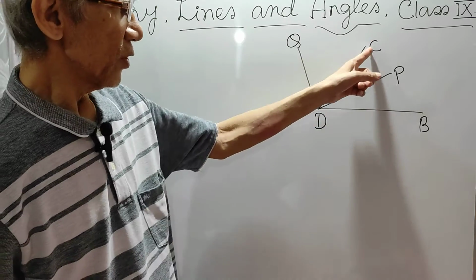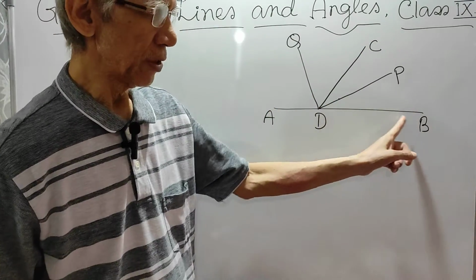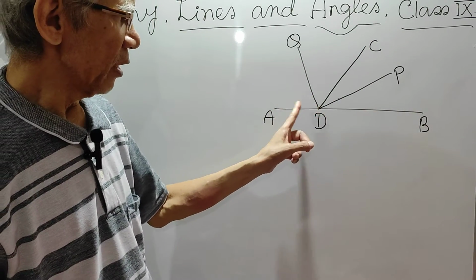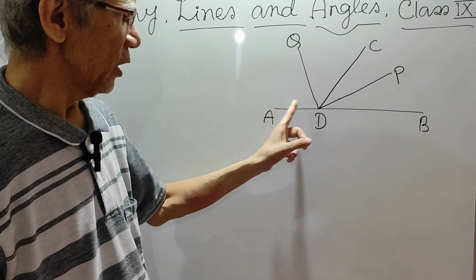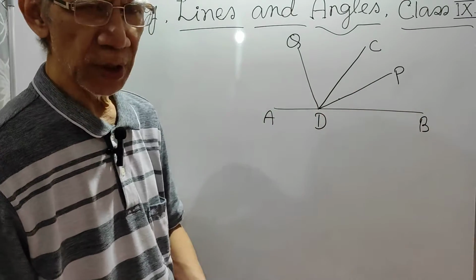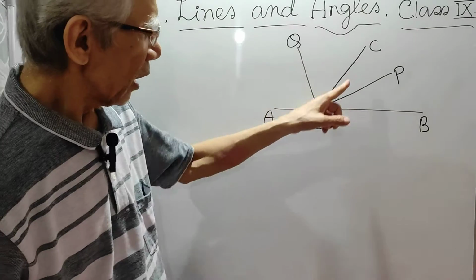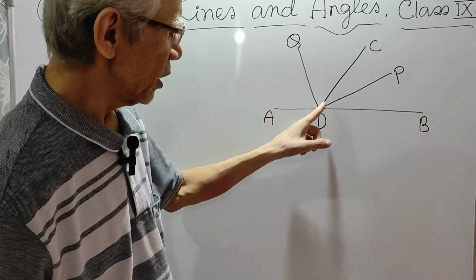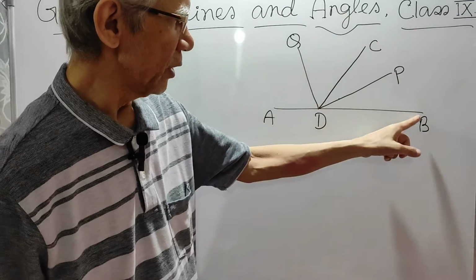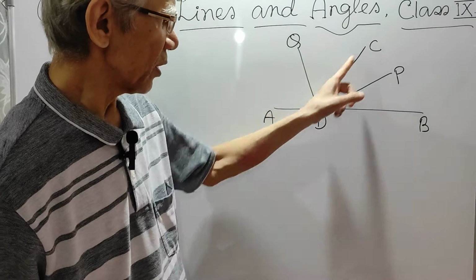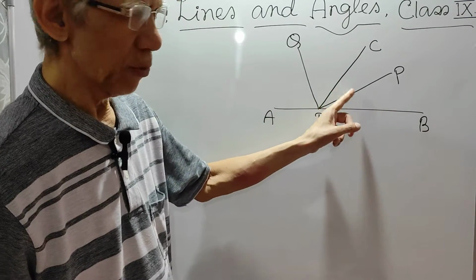So what is given? CD stands on AB. Therefore these two are linear pair. Which two linear pair? CDA and CDB. These two are linear pair. Now it is given this DP is the bisector of CDB. So DP bisects CDB. That means these two angles are equal.